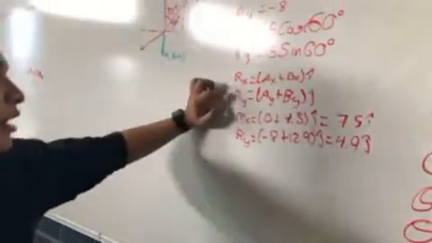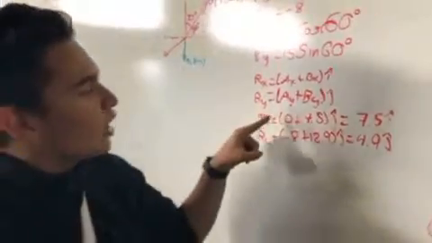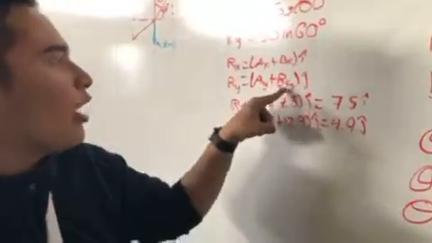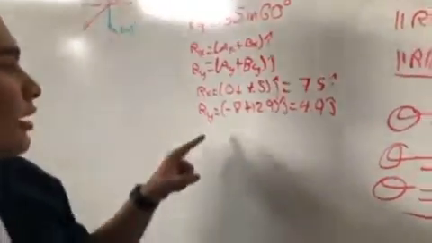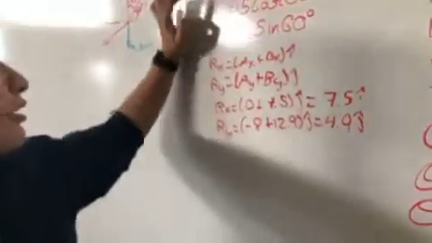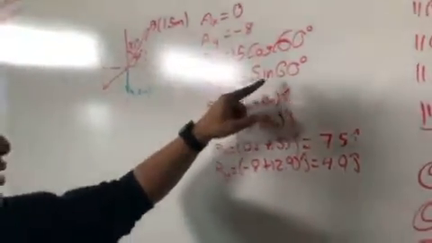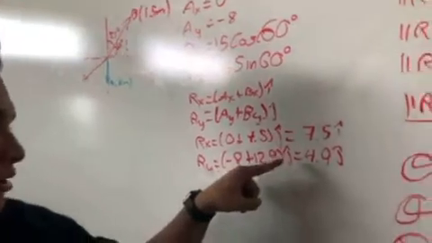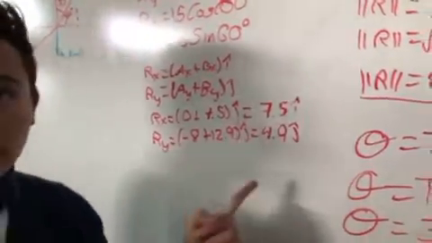The next thing is Ry. You have Ay and By. You will use the same method. That is going to be minus 8, that is here, and 15 sine of 60, that is 12.9. The result is going to be 4.9.